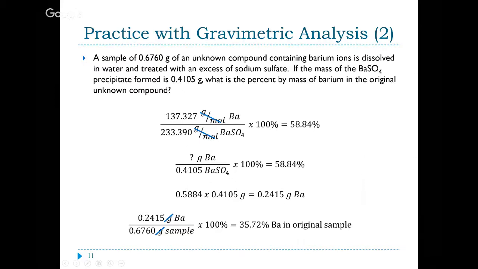Once we know the mass of barium, this is the same amount of mass that had to start in our original unknown compound, because the law of conservation of mass says I cannot create or destroy mass in a reaction. So I take 0.2415 grams divided by our original mass of our sample, 0.6760, multiply by 100% to find that in the original sample, 35.72% barium was present.